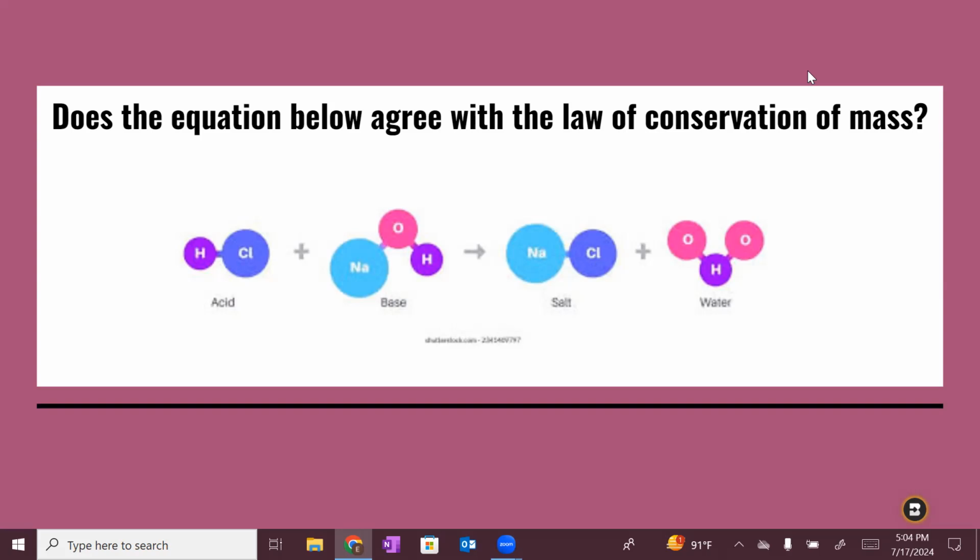Again, the significance of balancing chemical equations is that every reaction must agree with the law of conservation of mass. Whatever amount you started off with, you have to end up with the same amount. Whatever kind of atom you started off with, you have to end up with the same amount on the reactant side and the product side.